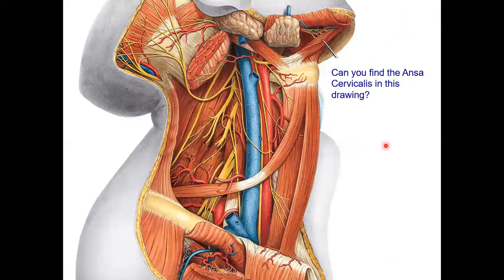Can you find the ansa cervicalis in this drawing? When in doubt, look for the loop. And also remember that it's going to rest on top of your IJV and your common carotid artery. So you can see how we have a loop here. This is C2, this is C3, and then C1. Here's our loop that is over the IJV and the common carotid, along with the internal carotid here. This is your external carotid. And boom, there's our loop.